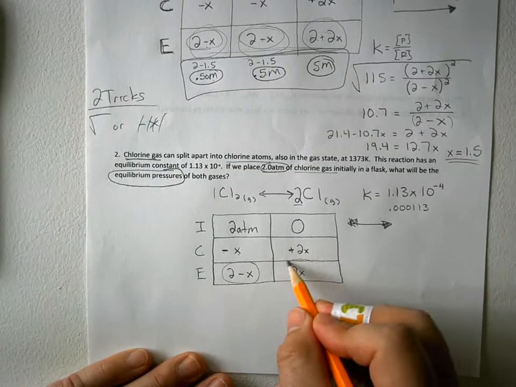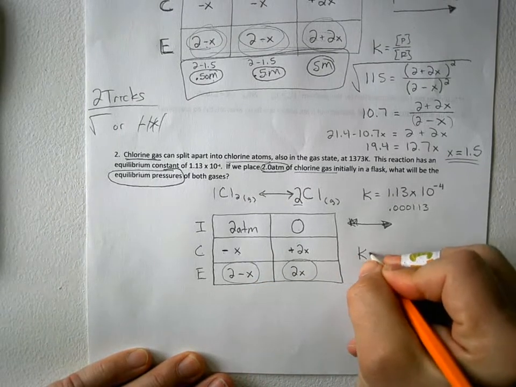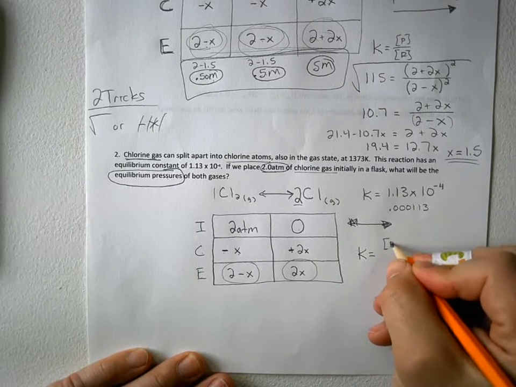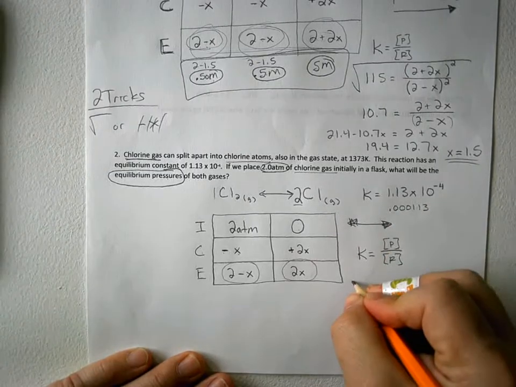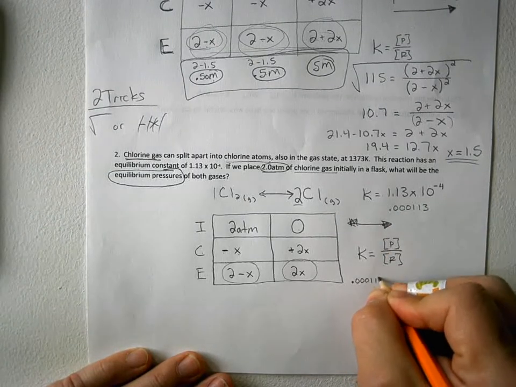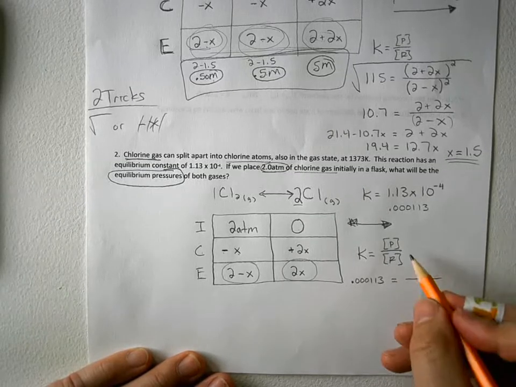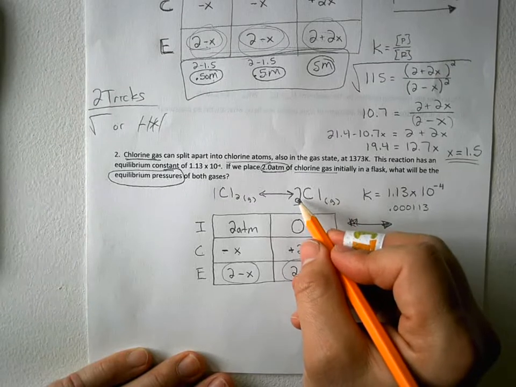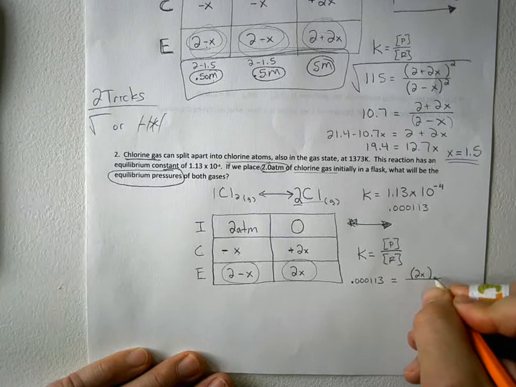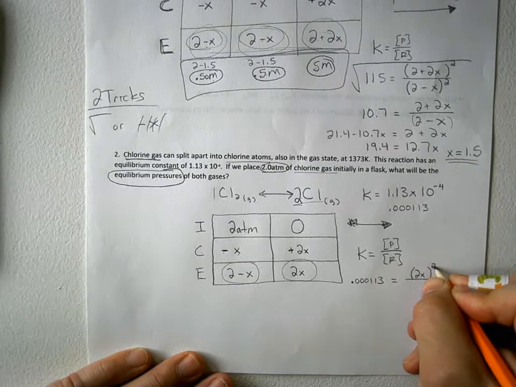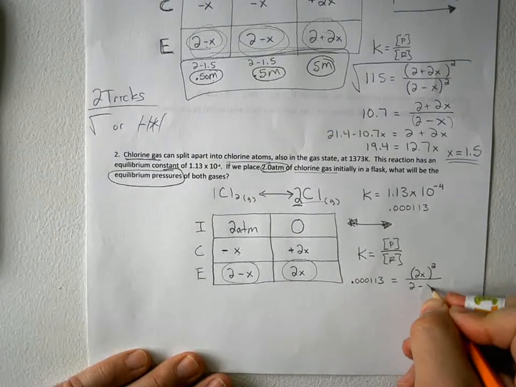Once we have our equilibrium concentrations set up with the x values in there, we can now set them up equal to K. So remember, K equals the concentration of products divided by the concentration of reactants. The K was 0.000113. Now that's going to equal, what are our products? 2x, and then the 2x also has to be raised to the second power because we have 2 Cl's there. So 2x is the concentration at equilibrium, and it's 2x squared because of the mole ratio of 2. Now this is divided by 2 minus x.